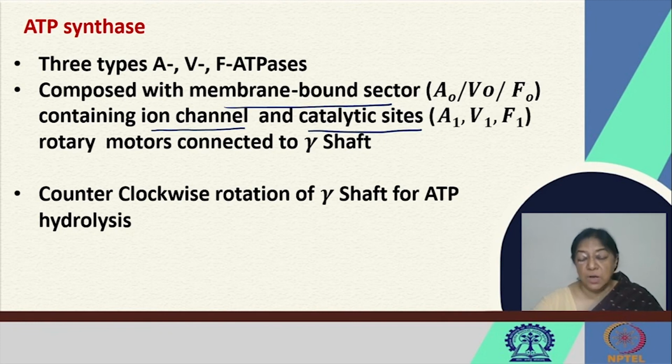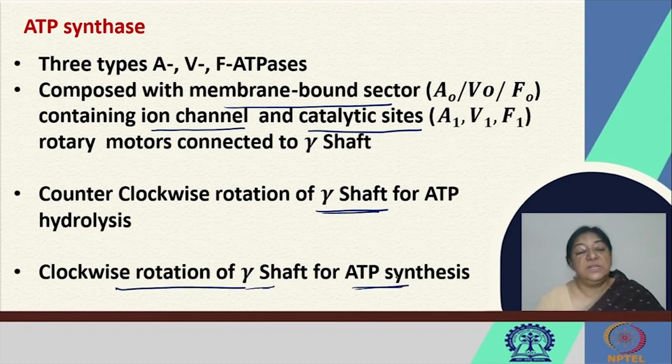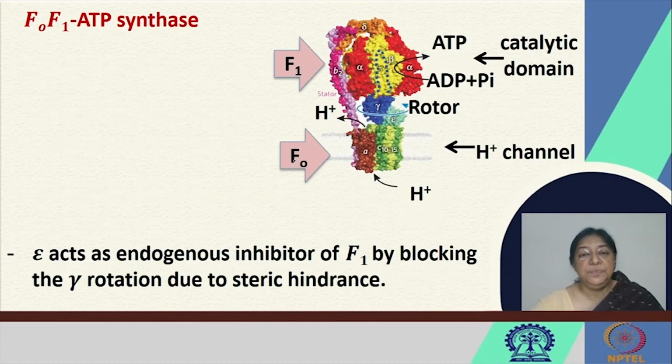The counterclockwise rotation of this particular shaft is for ATP hydrolysis and the clockwise rotation of the gamma shaft is for ATP synthesis. So there is a shaft movement due to the rotary motors, and if there is a clockwise rotation, there is synthesis. If there is a counterclockwise motion, there is hydrolysis. It is a wonderful molecular machine.